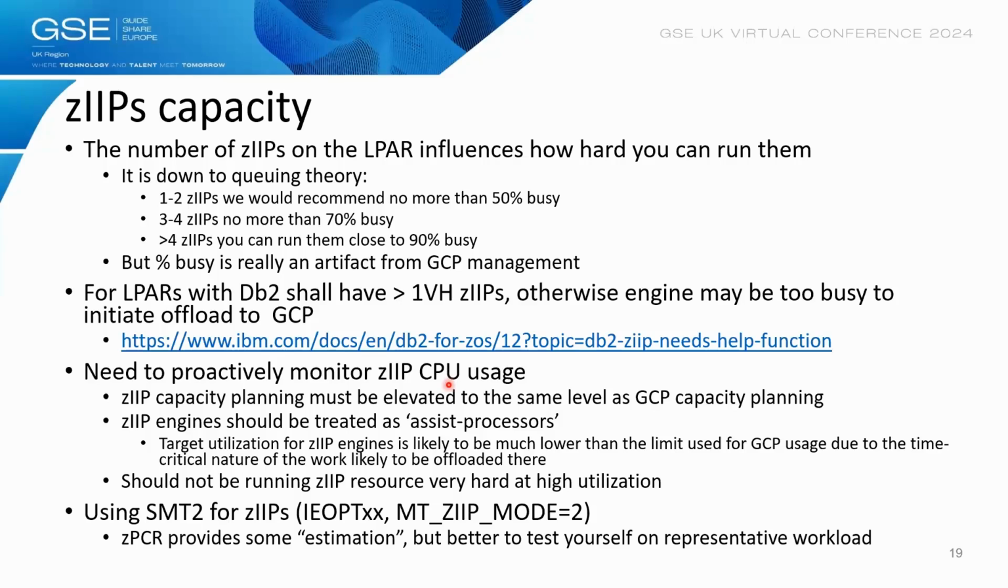One recommendation for Db2 is to have at least one vertical high zIIP. Why is that? As I said, if a zIIP is too busy, it may ask for help from general CP. It may spill over to general CP. But we had a situation in the past, like five years ago, when a customer had defined a vertical medium zIIP for the Db2 LPAR, and this vertical medium zIIP was so busy that it didn't even have the power to call for help, to say, I need help from general CP, right? That's why since then we have this recommendation that for Db2 LPARs, there should be at least one vertical high, so it has the power to call for help, right?